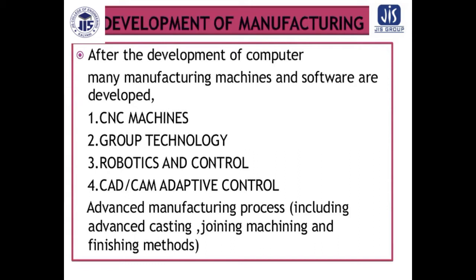Next, with time, lots of different developments have occurred in manufacturing. What were the developments? First of all, the development of computers that were included in manufacturing, and machines and software were also developed. And in this category, what are the things you are getting? That is CNC machining, group technology, robotics and control, CAD/CAM, adaptive control, and in other words, you can say advanced manufacturing processes basically include advanced casting, joining, machining, and finishing methods.